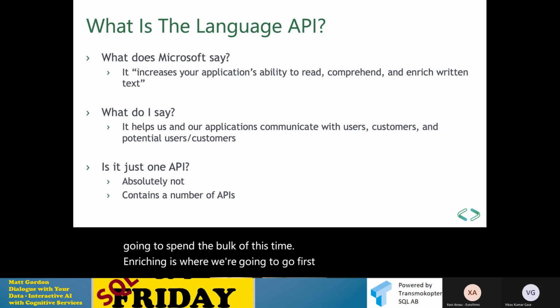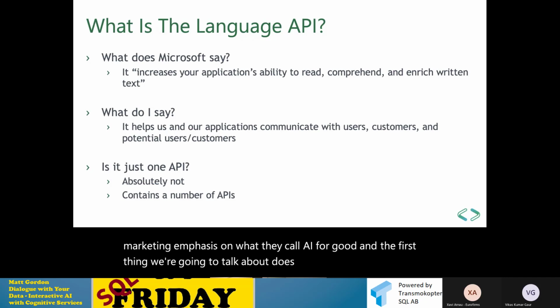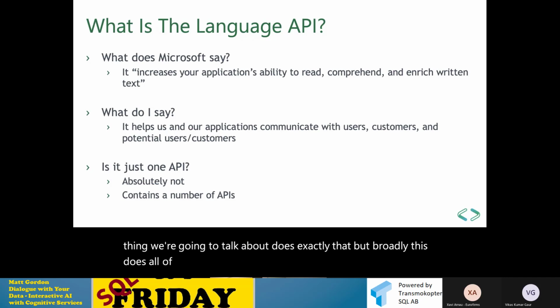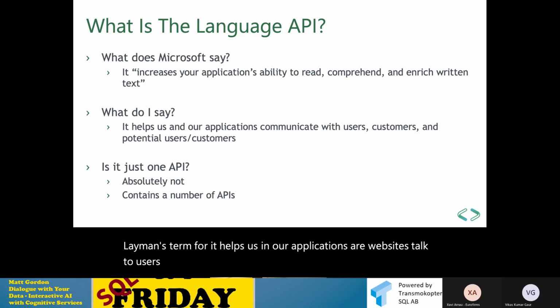There is some marketing emphasis on what they call AI for good. And the first thing we're going to talk about does exactly that. But broadly, this does all of these things. So what do I say? What's kind of the layman's term for it? It helps us in our applications, our websites, talk to users, talk to customers we already have, and talk to users and customers that we might have. And it helps their experience be better, right?